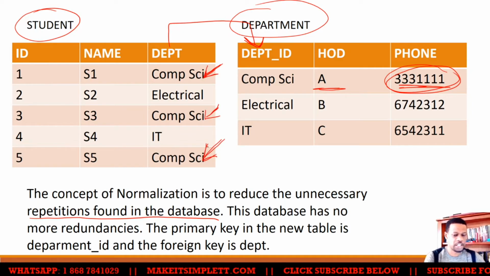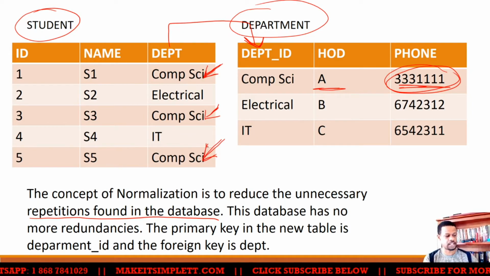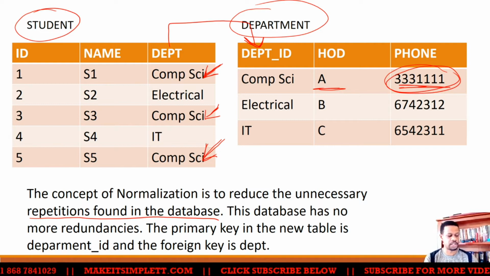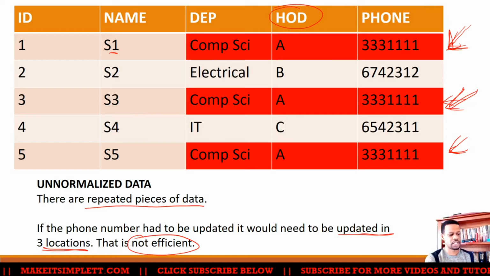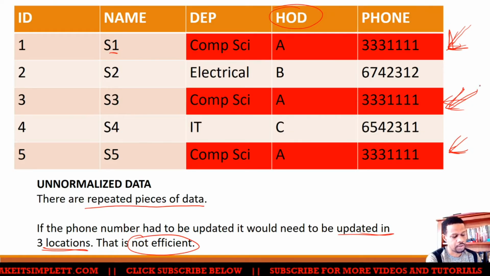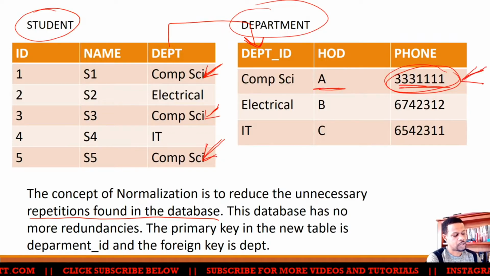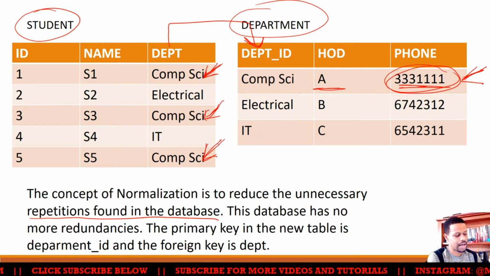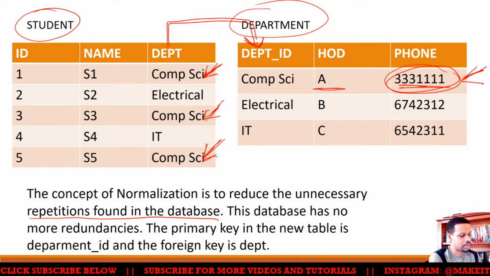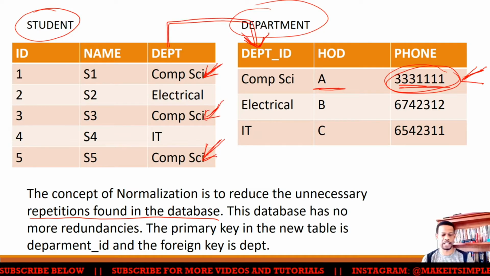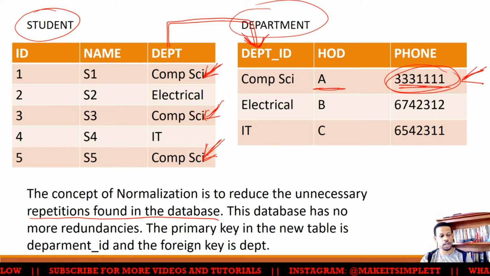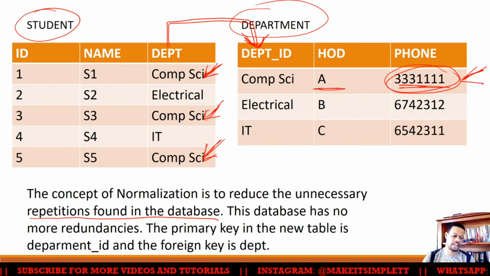So normalization is basically breaking tables up so that it's more efficient, so you don't have anomalies or problems when you create it. The problem that I have here is if you try to change your phone number, you have to do it 3 times. In this one here, if you change your phone number once, it will apply to this one and that one, because there is a relationship between department and department ID. That is the concept of normalization. The goal is to reduce those kinds of errors.